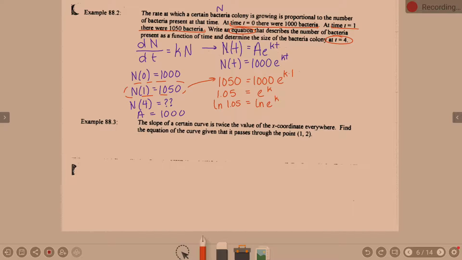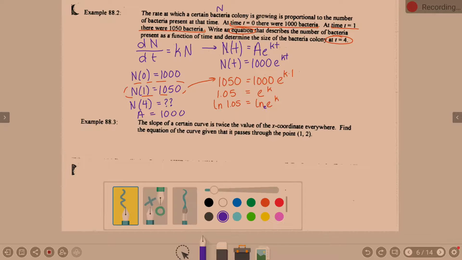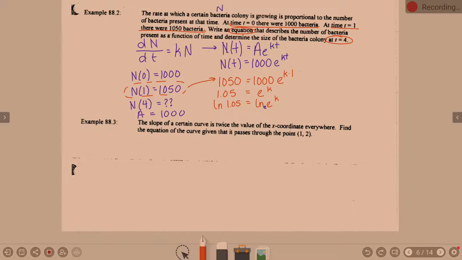And if you recall, the natural log of e to the k, keep in mind natural log is base e, isn't it? So I just taught this in Algebra 2 yesterday. When the bases are the same, it's the identity property, and this is equal to the exponent. So what is k? k is natural log of 1.05.